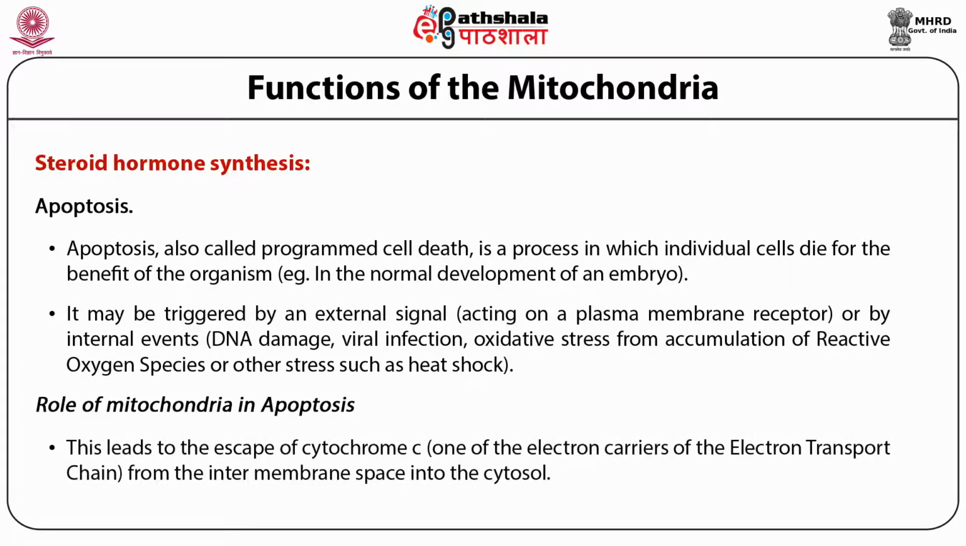This leads to the escape of cytochrome C, which is one of the electron carriers of the electron transport chain, from the intermembrane space into the cytosol. This acts as a trigger for apoptosis by stimulating the activation of a family of proteases called caspases.